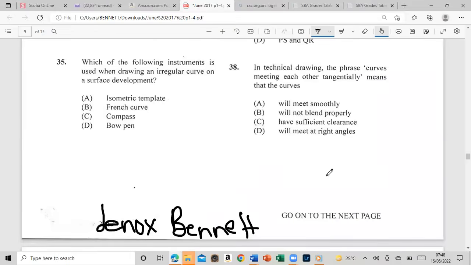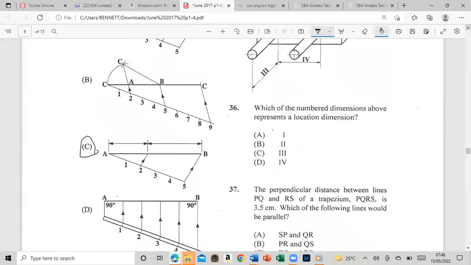Let's move on to 35. Which of the following instruments is used when drawing an irregular curve on the surface development? Is it isometric template, French curve, compass, or open? And that is French curve. Let's move on to 36.